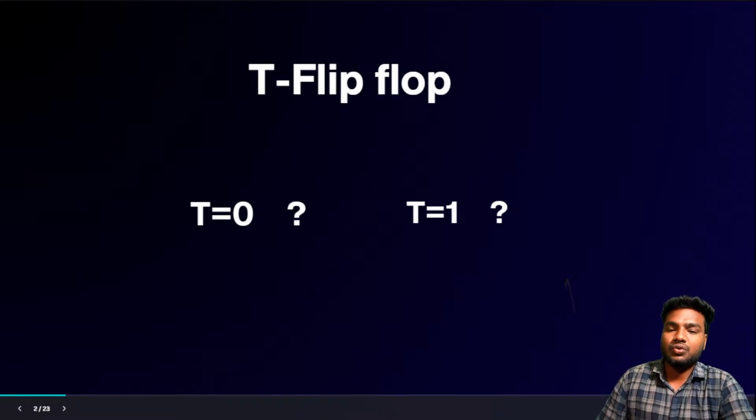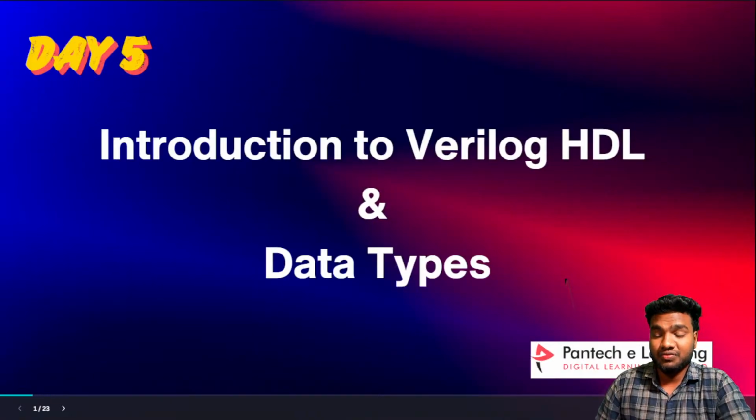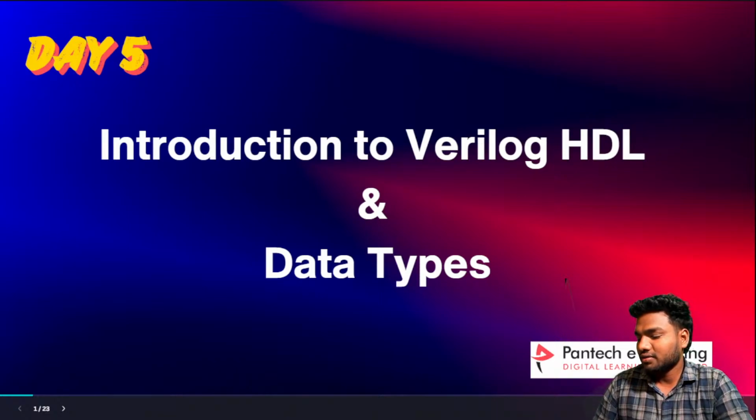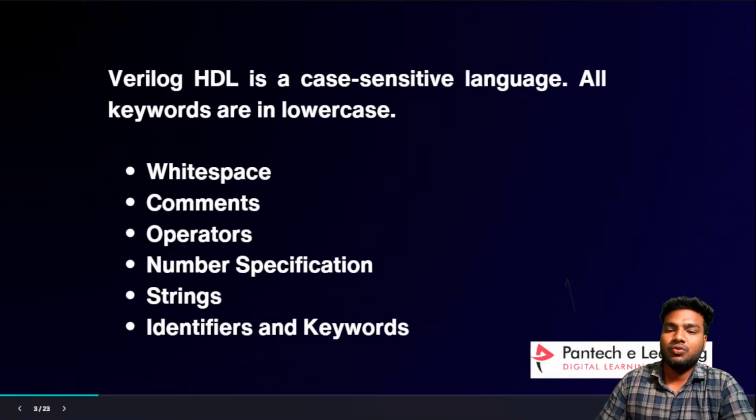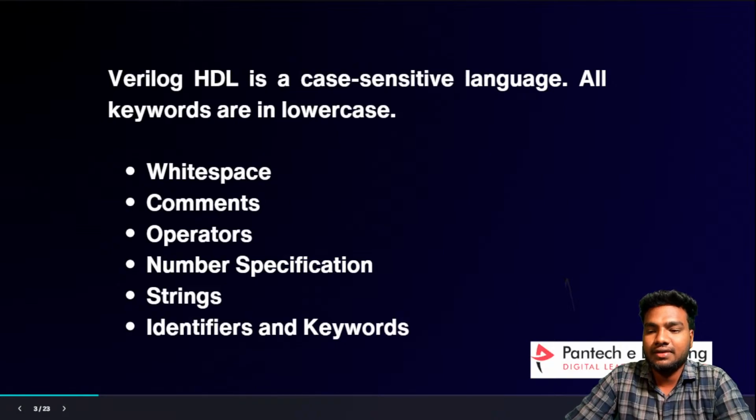So let's get into the intro of HDL and data types. Yes, Karthi is correct. A state change means it will toggle, so it will give the opposite of the input value. The main thing is, if T equals 0, there is no change in output. If T equals 1, it will toggle the output. Then we'll move to the session.